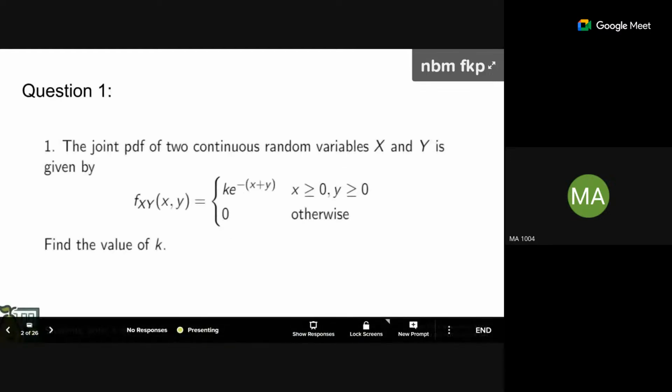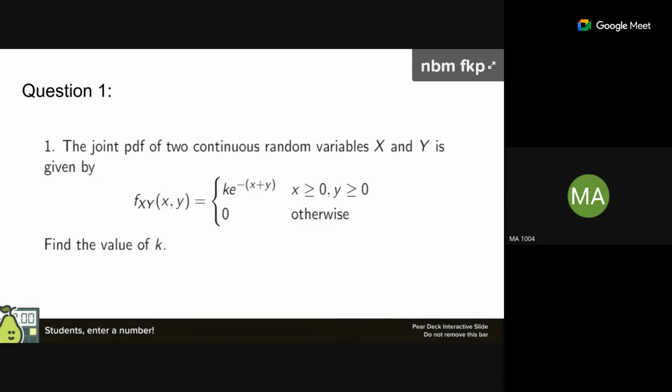So the first question is based on the joint PDF of two continuous random variables x and y. One PDF is given to you, and you want to calculate the value of k. So how will you proceed?